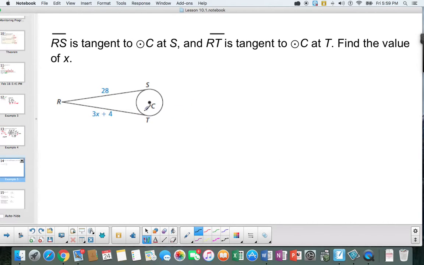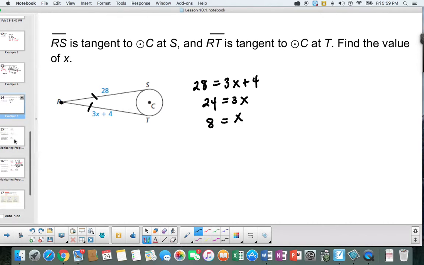Okay, it says that RS is tangent and RT is tangent. Since they're tangent from the same external point, I know they're congruent to each other. So 28 is equal to 3x plus 4. So 3x is equal to 24, and therefore x is equal to 8. So that's the value of 8 that makes both of those tangents congruent to each other.